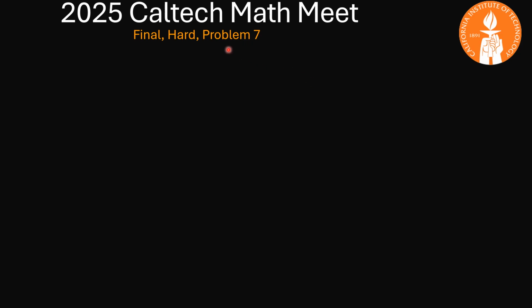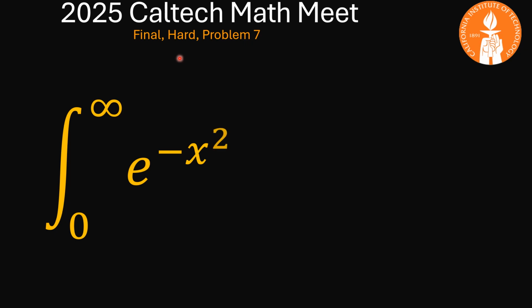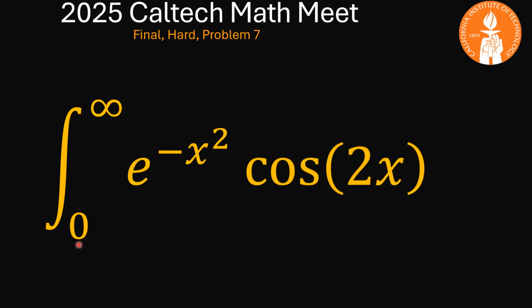So today we move to problem number 7 of the 2025 California Institute of Technology Math Meet. This is the Caltech version of the integration bee. The problem in the hard series, the final, was the definite integral from x equals 0 to x tending to infinity of e to the power negative x squared times cosine 2x. So this is an interesting problem, and we're going to see how to solve it.